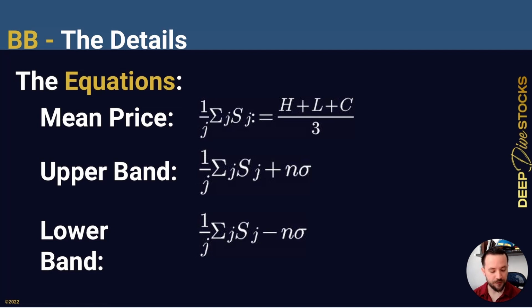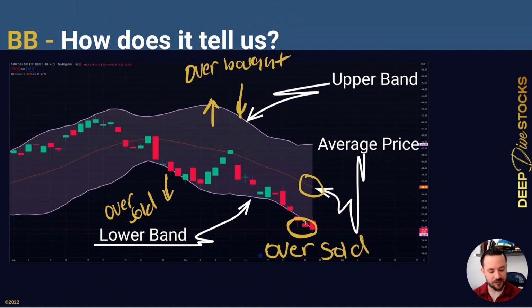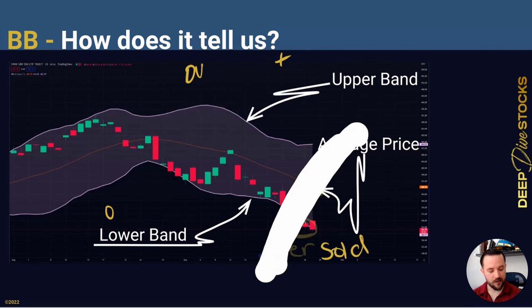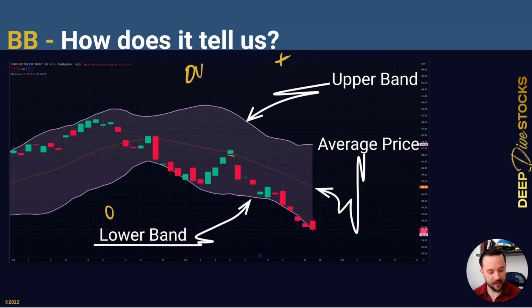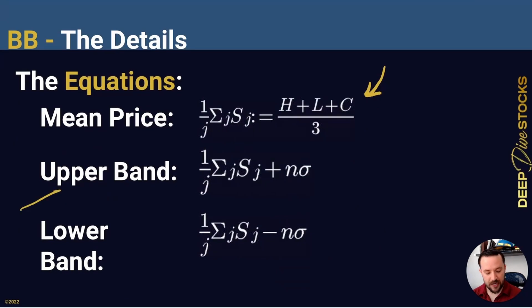The first one is for the mean price, and that gives us that average price here, this line. So that tells us how to compute that average price. And the other two tell us how to compute the upper and the lower boundaries. And we're going to dig into each one of these equations next.